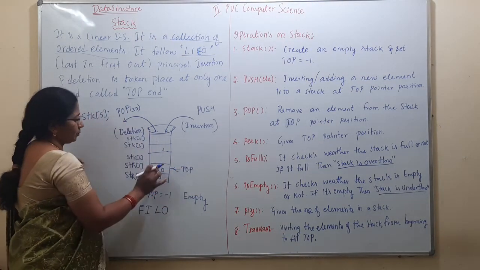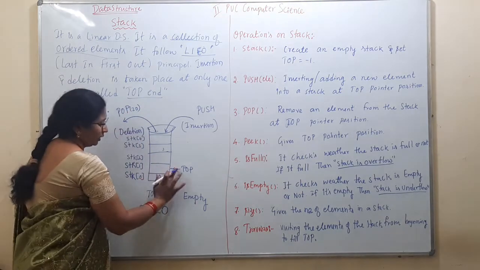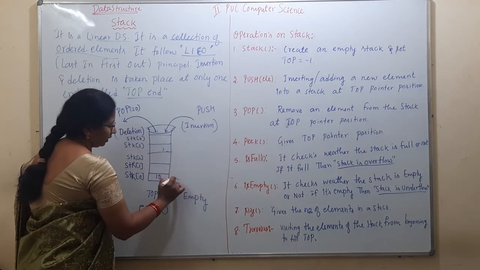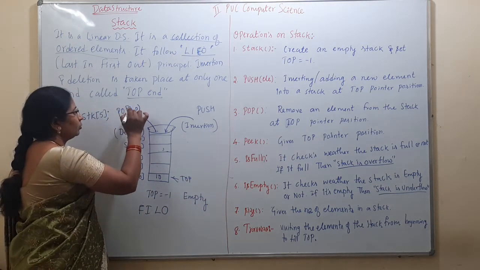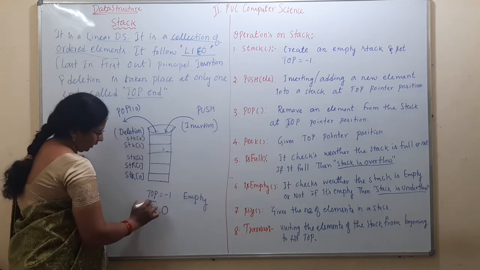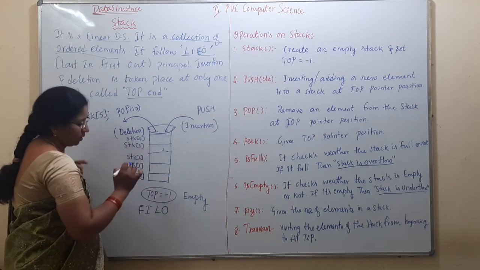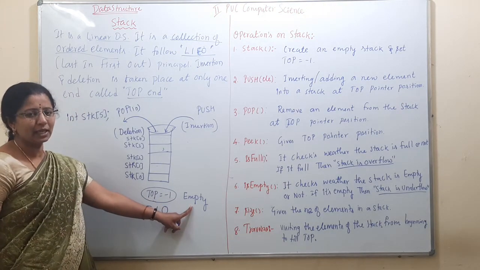Now the top pointer is pointing to the 20. Remove the 20, then the top pointer gets decremented. Then 10 is possible. Now remove the 10, and then 10 also gets removed. The top pointer is set to -1. When the top pointer is set to -1, the stack is empty.